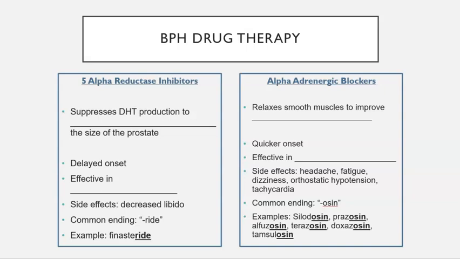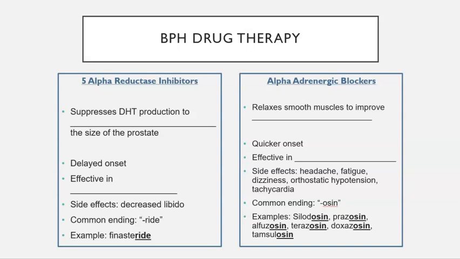So talking about our 5-alpha reductase inhibitors, those suppress DHT production to decrease the size of the prostate. They have a delayed onset though. It takes 6 months for these medications to be effective. That is a really long time. They do have a common ending of RIDE.